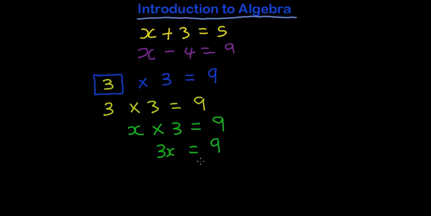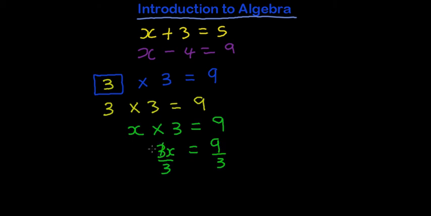So when you have 3x equals 9, remember what we are aiming at is to have x alone on this side of the equal sign of the equation. So in order to eliminate this 3, we'll divide it by 3. Whatever you do on one side, remember, you do to the other side of the equal sign. So we also divide this side by 3.